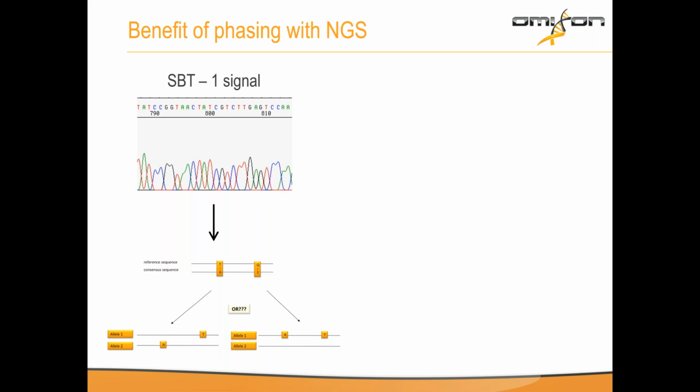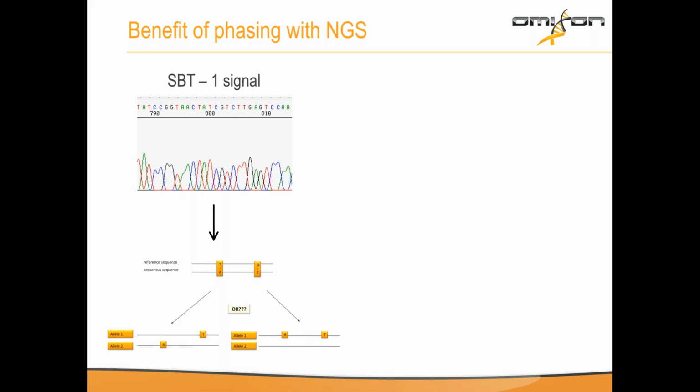So this was already a big benefit, but there's also definitely another benefit that comes with NGS. And this is the benefit of phasing. Phasing is one of these new definitions that came with NGS, because phasing is, let's say, simple. It's the separation of the alleles.